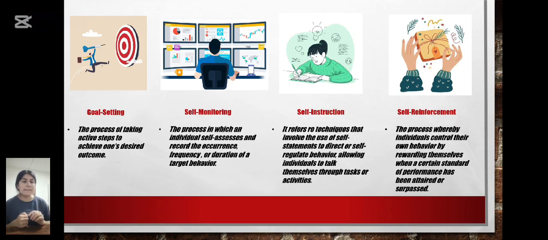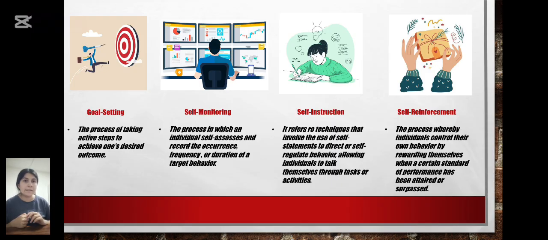The third one is self-instruction. It refers to techniques that involve the use of self-statement to direct or self-regulate behavior that allow individuals to talk themselves through tasks or activities. So in self-instruction, we are involving ourselves in the learning process. So we are talking to ourselves about what we should do and how we should do these tasks or activities.